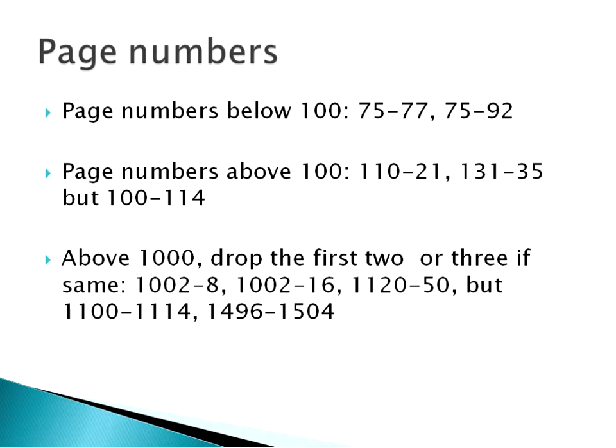If you have page numbers above 1,000, you drop the first two, or possibly the first three, if they're the same. All right, 1002 to 1008, 1002 to 1016, 1120 to 1150. But again, the 00s throw you off. 1100 to 1114. If you have two different numbers like this, and they aren't page numbers, these are dates. For dates, you do not drop any numbers, only page numbers.